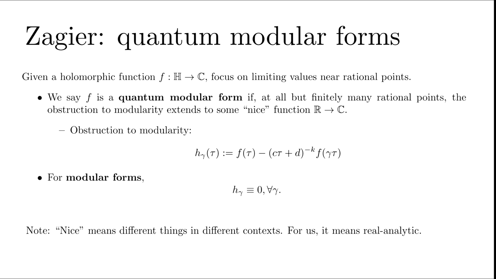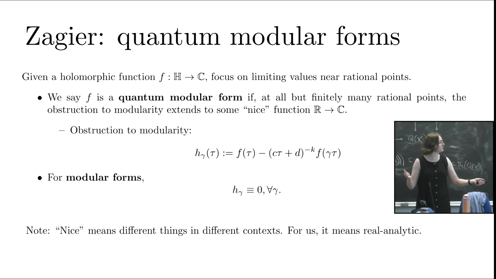And we're going to say that f is a quantum modular form if at all but finitely many of those rational points, those limits don't obey the modularity condition, but they have an obstruction to modularity, which extends to some nice function. So here the obstruction to modularity is defined in this way. It's called h gamma of tau, and there's one for each gamma. Now, in the modular form setting, h gamma would be identically equal to 0 because we require that this is equal to positive this or something like that. So we have some obstruction, and we just mandate that the obstruction is reasonably nice.